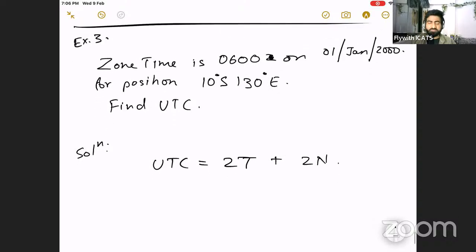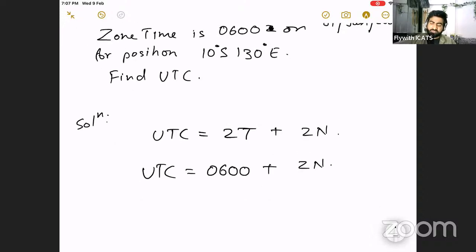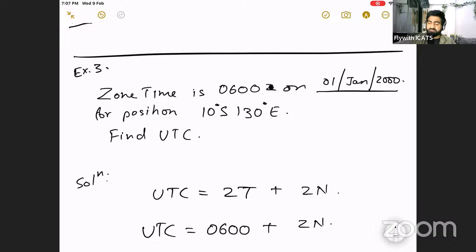Now, if your zone number is in minus, like earlier we got a negative zone number, then that value will be in minus, and then that will be deducted from zone time. So UTC is equal to 0600 plus your zone number. Now just quickly find your zone number and add it to the value and give me UTC. Make sure, the date is going to be tricky because it's 1st January. If you're losing one day, then it would become 31st December 1999. So that is something to make sure that we focus on.